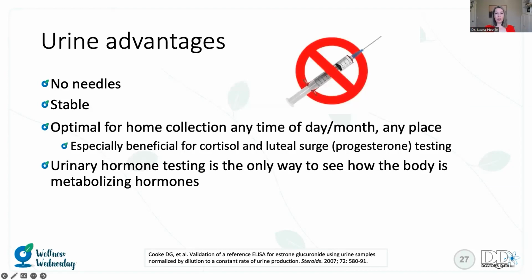Advantages here: no needles. It's very stable. It's a stable medium. It's the only way to see how the patient is breaking down or metabolizing hormones endogenously or by supplementation. Really great for home collection because you can do any day of the month, any time, any place. Really especially beneficial for cortisol and capturing that luteal surge or progesterone surge in the female menstrual cycle.